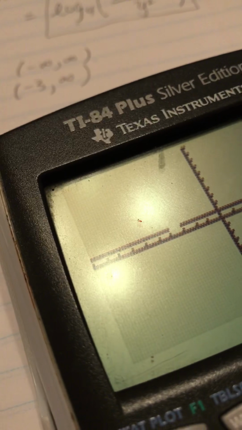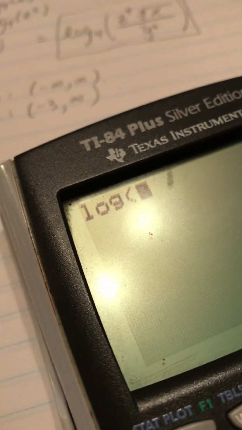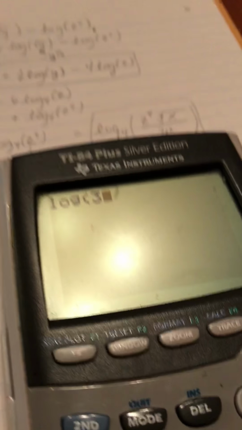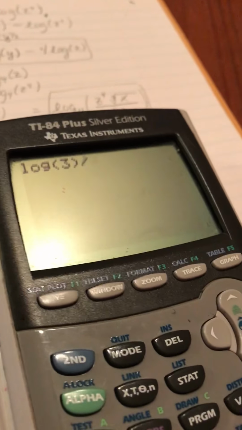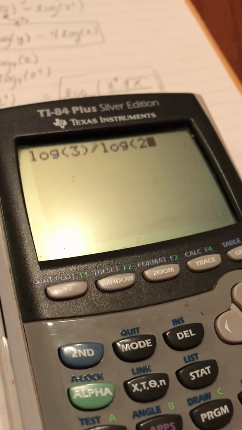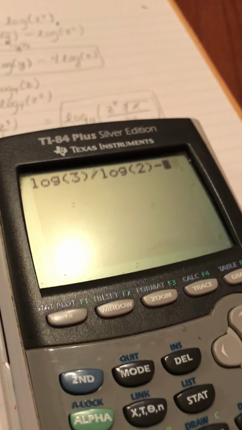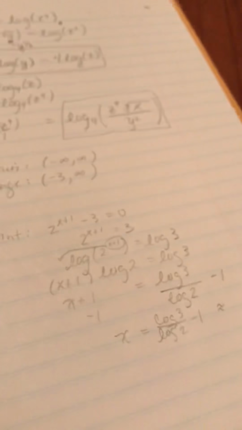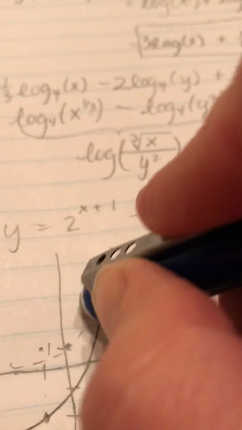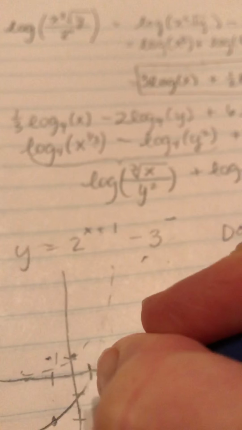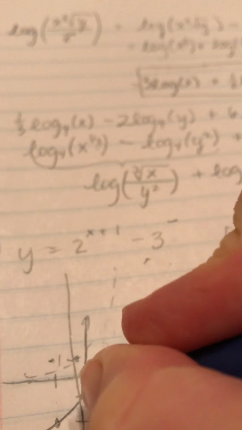Let's see. Log of 3, gotta close that up, divided by log of 2, and those are just numbers, kind of like square root of 3 and square root of 2, just irrational numbers, minus 1, approximately 0.58. So that's the x-intercept. All right, so I didn't draw it quite steep enough, right? If the x-intercept is 0.5 something, that's a little steeper than I drew it.